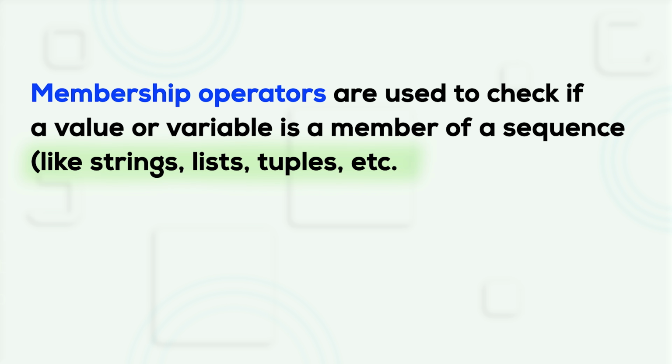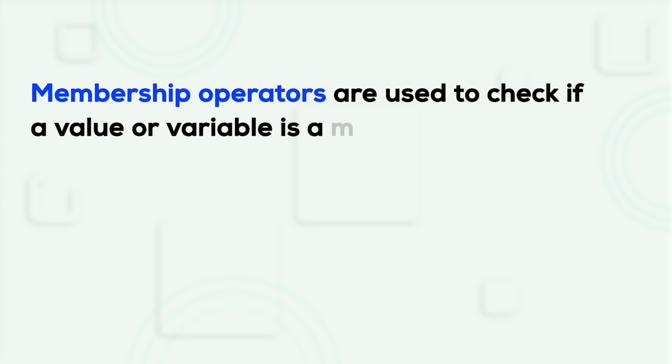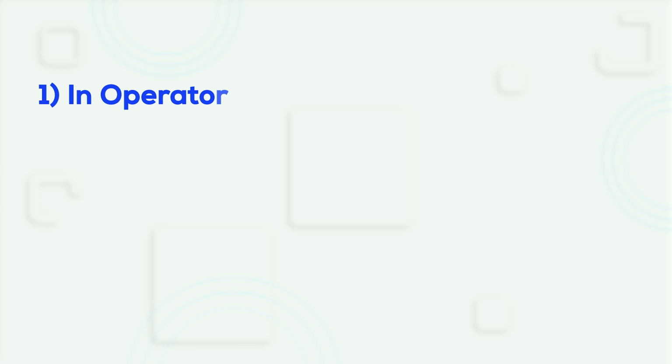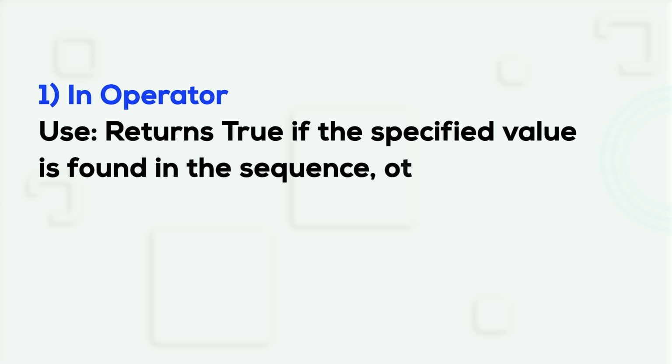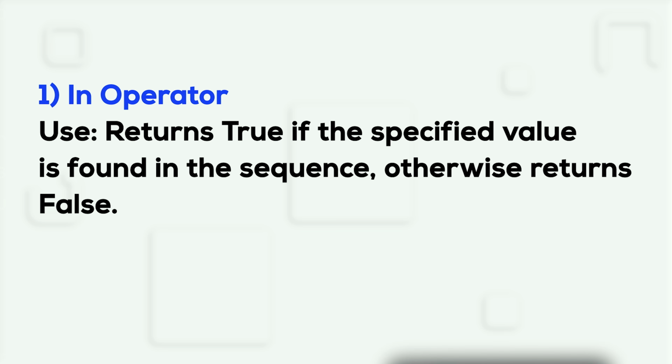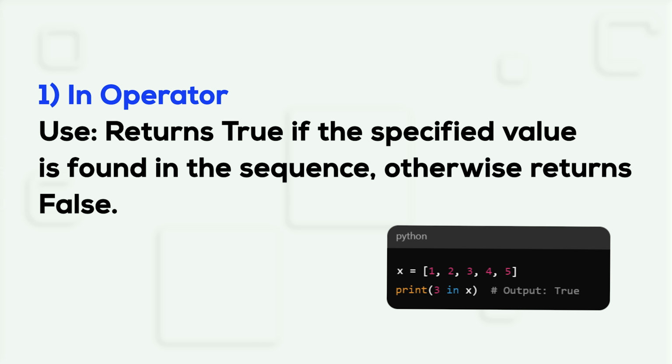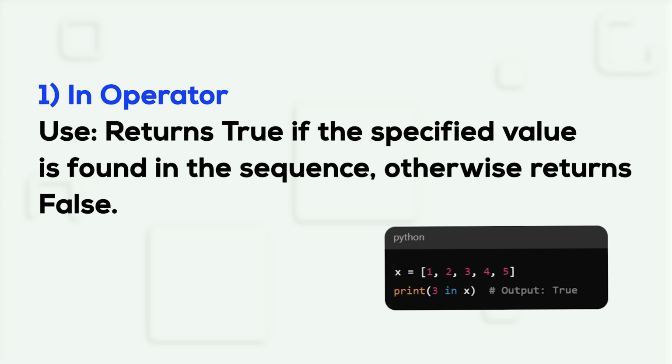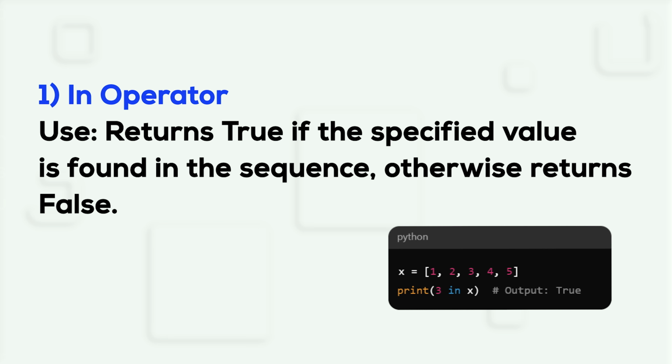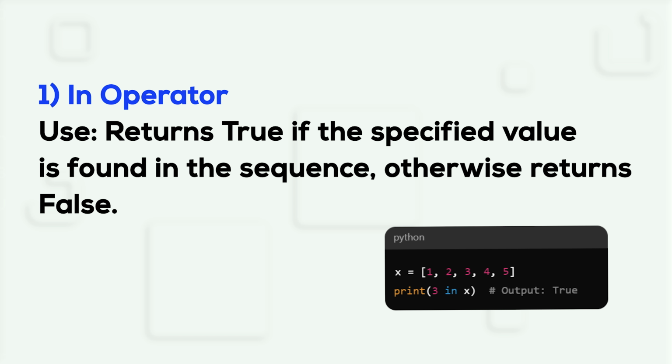The very first that we're going to discuss is the Python in operator. The in operator is used to check if a character, substring, or element exists in a sequence or not, which means that it returns true if the value exists in the sequence and it returns false if the value doesn't exist in the sequence. Here you can find the syntax: value in sequence. Now let's consider an example.